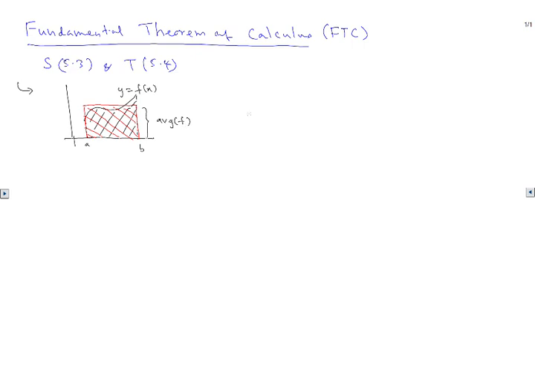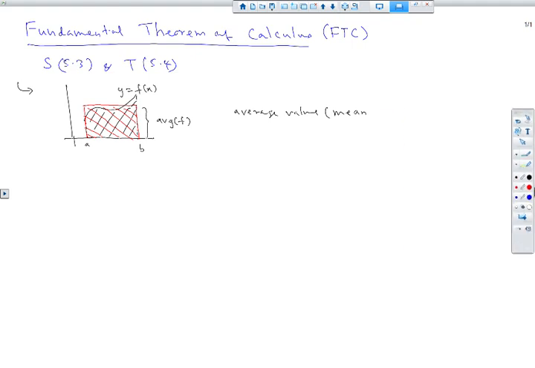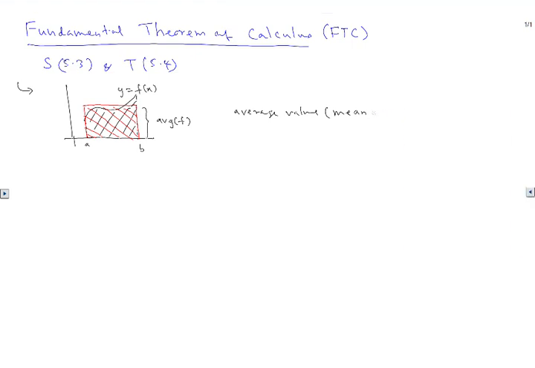There's a formula for the average value, or the mean value. Mean means average. We call it AVG of the function f, which is simply 1 over b minus a, times the integral from a to b of f(x) dx. We know that that's the area.